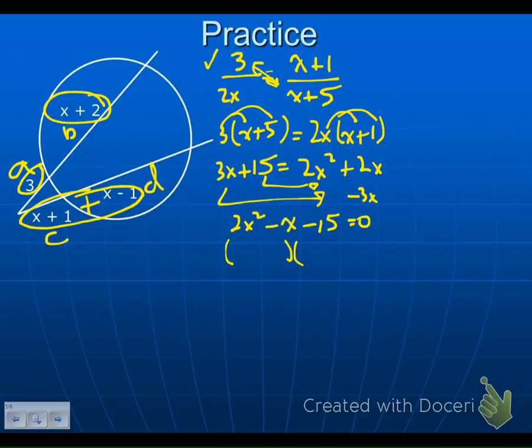That's where I know that I'm going to get to parentheses. So the product of 2x squared has to be 2x times x. There's no other way to do that. The product of 15, for me, is going to be either 1 times 15 or 3 times 5. So let's test them out.